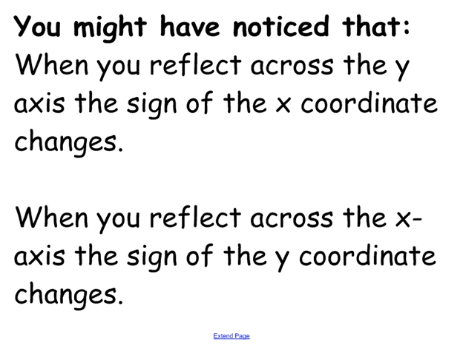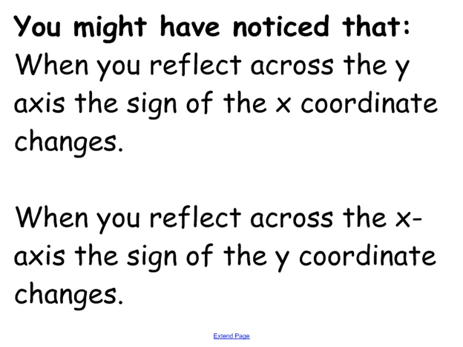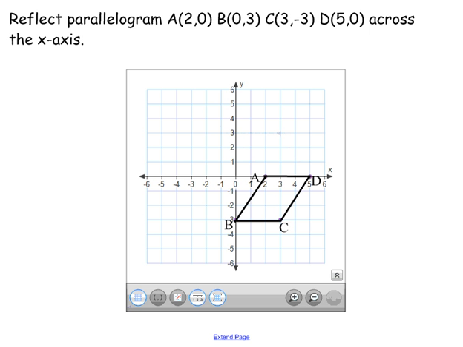All right, so you might have noticed that when you reflect across the y-axis, the sign of the x-coordinate changes. And when you reflect across the x-axis, the sign of the y-coordinate changes. So why don't we go ahead and use those applications that we might have noticed for this problem here. It says reflect parallelogram A (2, 0), B (0, 3), C (3, -3), D (5, 0) across the x-axis.